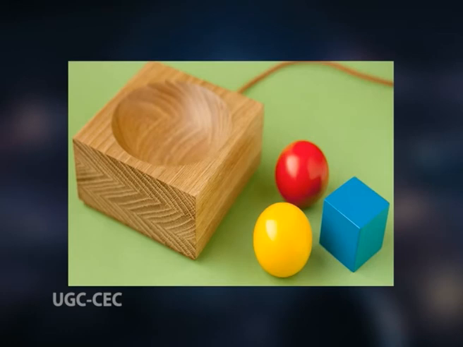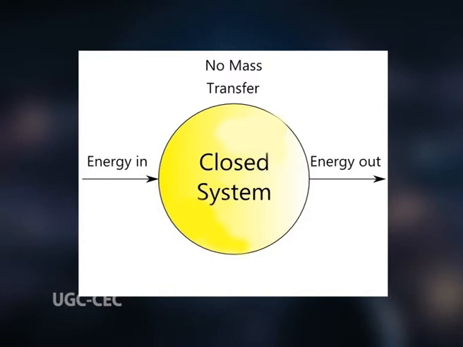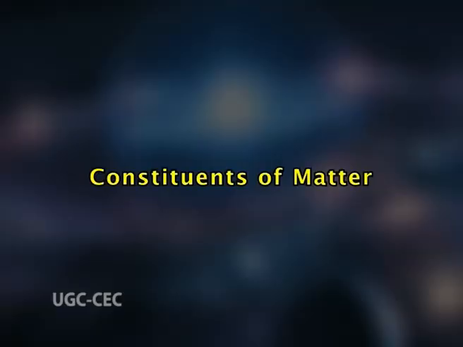Matter is also used loosely as a general term for the substance that makes up all observable physical objects. Matter should not be confused with mass, as the two are not quite the same. For example, mass is a conserved quantity, which means that its value is unchanging through time within closed systems. However, matter is not conserved in such systems, although this is not obvious in ordinary conditions on Earth, where matter is approximately conserved.